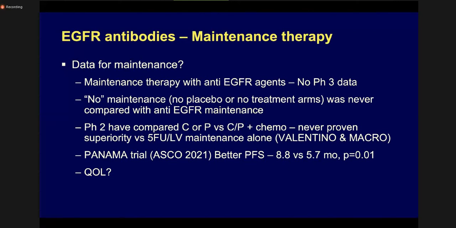Viraj forwarded the PANAMA study top-line results to me this morning. It looks like 5-FU-leucovorin versus 5-FU-leucovorin plus panitumumab. It looks like the addition of panitumumab seems to be giving you better progression-free survival, numerically better overall survival, but we don't know the statistical significance of that, is what Viraj had sent me this morning. Thanks so much, Viraj. But I think quality of life is very important in these patients, especially when you're just prolonging survival, you're not curing these patients.